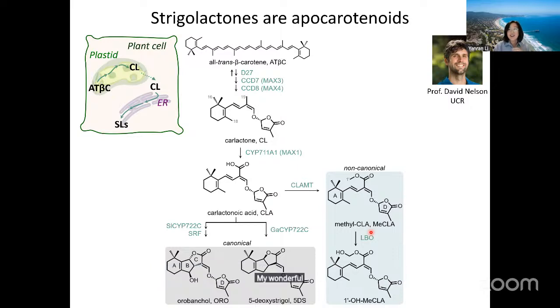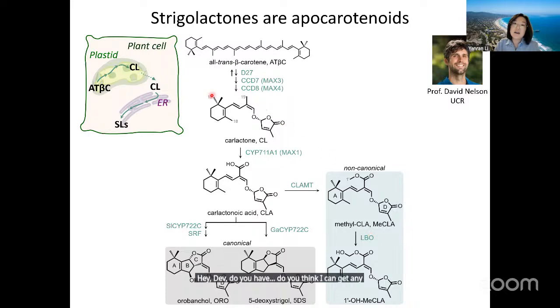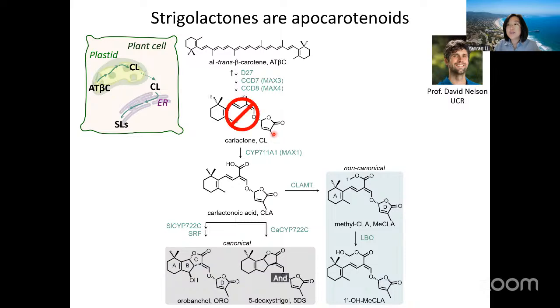As a side note, when I first joined Riverside and decided to start working on apocarotenoids, my wonderful collaborator and mentor on the strigolactone project, Professor Dave Nelson, was already a well-known expert in strigolactone. So I asked him, hey Dave, do you think I can get any of this compound called carlactone so that I can use it as a standard? Just a little is fine. Dave reached out to all his collaborators around the world and gave me the answer: no. The reason is that it is so unstable that there's no way for them to ship it to us from overseas. Just a little fun fact for you to understand how unstable strigolactones are.